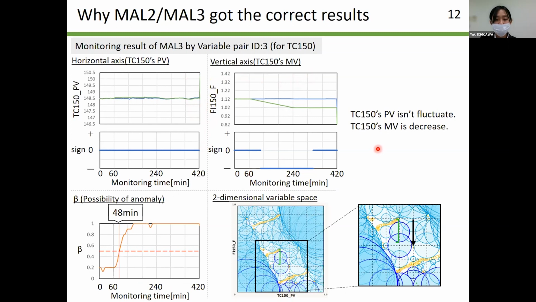TC150's PV doesn't fluctuate, and TC150's MV is decreased. The graph below shows the change in beta. It exceeded 0.5 after 48 minutes from the occurrence of the anomaly. Since the beta is over 0.5 and the sign pattern is 0 minus, it can be determined that a sensor bias is occurring in TC150.